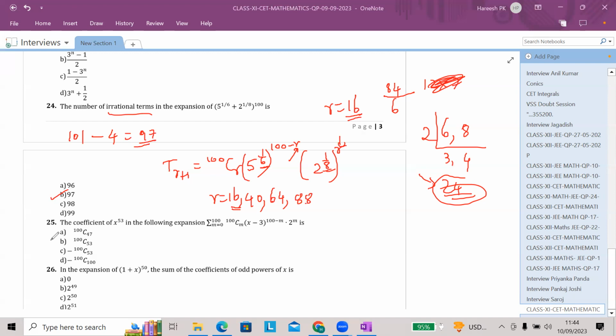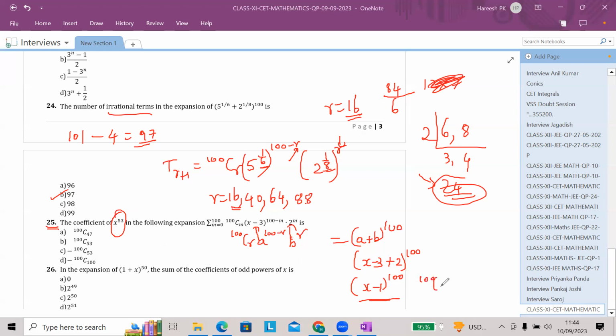Okay. And moving on to the 25th question. This looks like 100 CR, A power 100 minus R, B power R. And this is the rth term for A plus B power 100. So on comparing, A is x minus 3 and B is plus 2. So I end up getting x minus 1 power 100. And the coefficient of x power 53 in x minus 1 power 100, so that's very easy. Simply 100 C53.